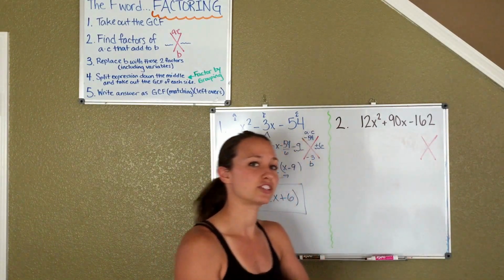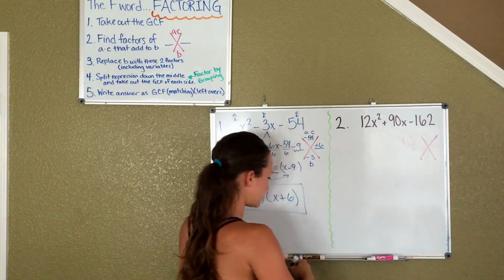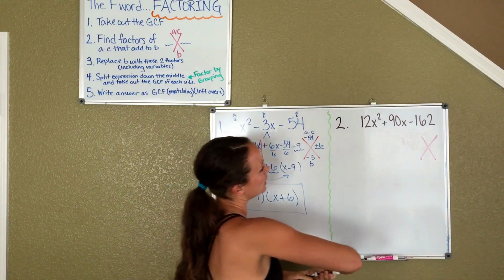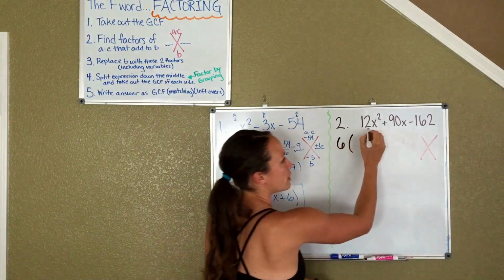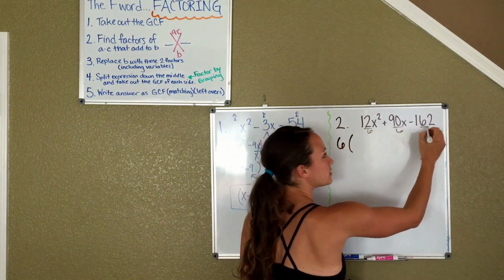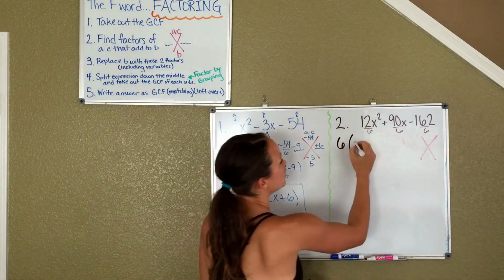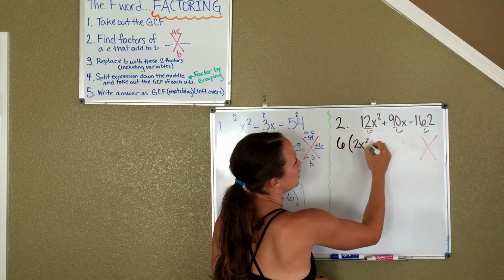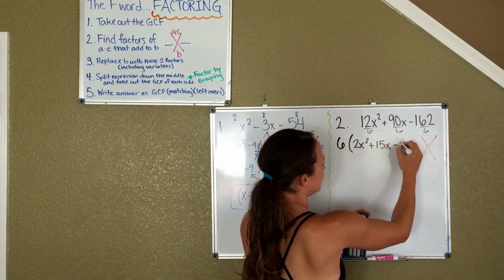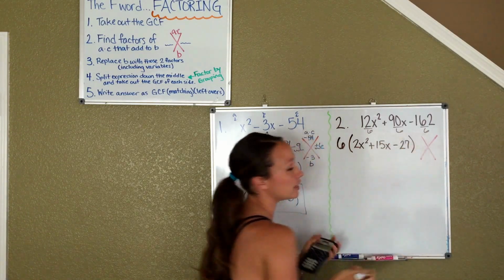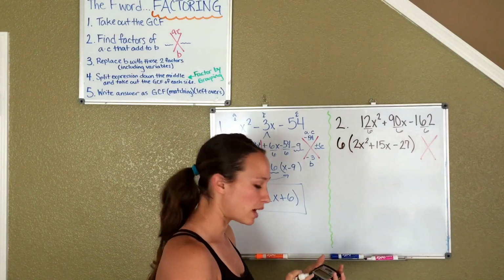6 is our greatest common factor here. So let's go ahead and take that out first. We're going to take our GCF of 6 out front, put everything else in parentheses. Remember, you're dividing everything by 6, and it comes out nice and pretty. So we've got 2x squared plus 15x minus 27. Again, use your calculator. If you can't do that in your head, no problems.